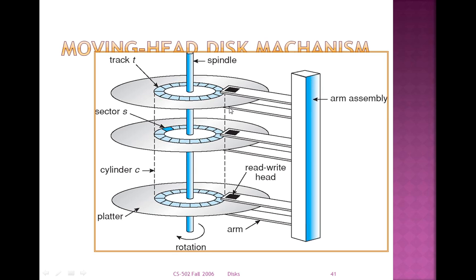Then how to move the hard disk, or the moving head disk mechanism. This is the arm assembly. This is the read/write head. This is the arm. This is the platter, cylinder, sector, track. This is the sector, the internal shaded part. These are the tracks. This is the spindle. How will it rotate? It will rotate. This is the arm. This is the platter. Another platter, another platter.